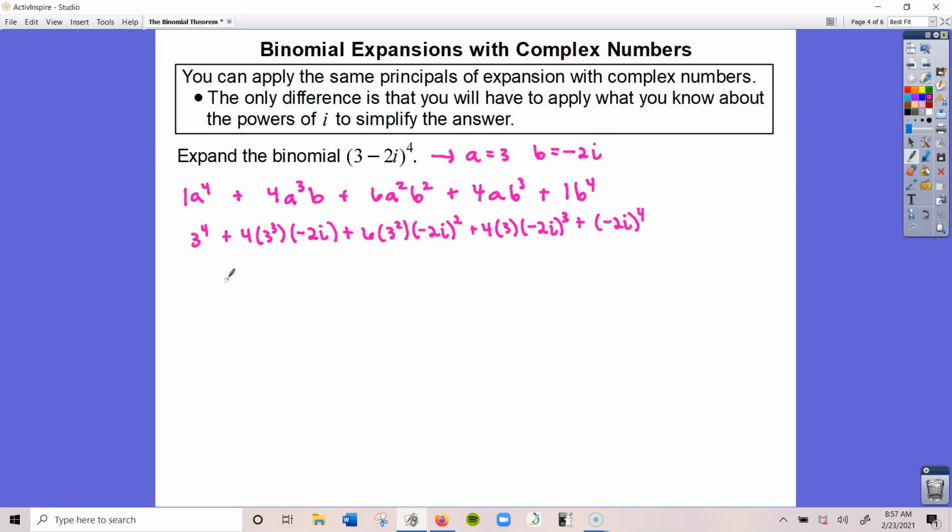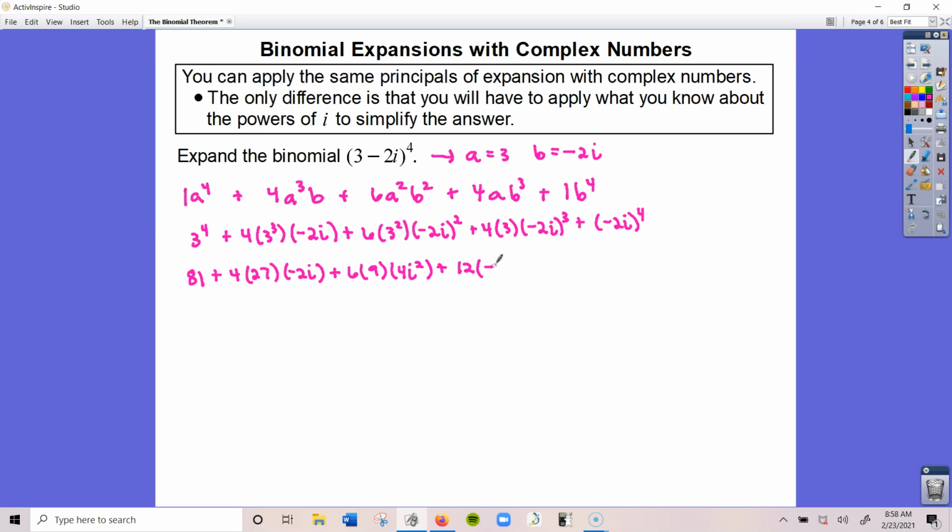Now let's clean this up. 3 to the fourth is 81 plus 4 times 3 to the third is 27 times negative 2i. I'll come back here and clean this up more after. Plus 6 times 3 squared, which is 9, times negative 2i, and then all of that is squared, so that would be a positive 4i squared, plus 4 times 3 is 12, times negative 2i to the third.